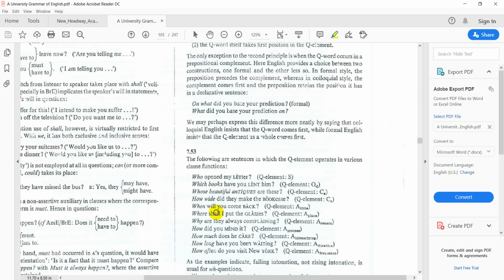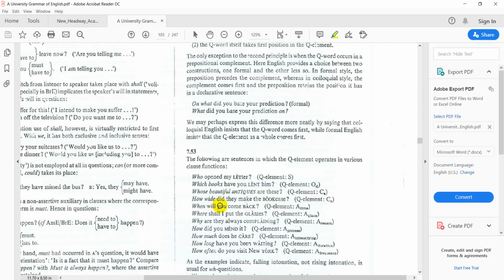"Who" means I'm asking about the subject. Which books have you lent him? For example, the sentence is, I have lent him English books. I is the subject, have lent is the verb, him is the indirect object, so the English books will be the direct object. So here I'm asking about the direct object. Whose beautiful antiques are these? Of course, whose beautiful antiques is the subject complement. So I'm asking about the subject complement.